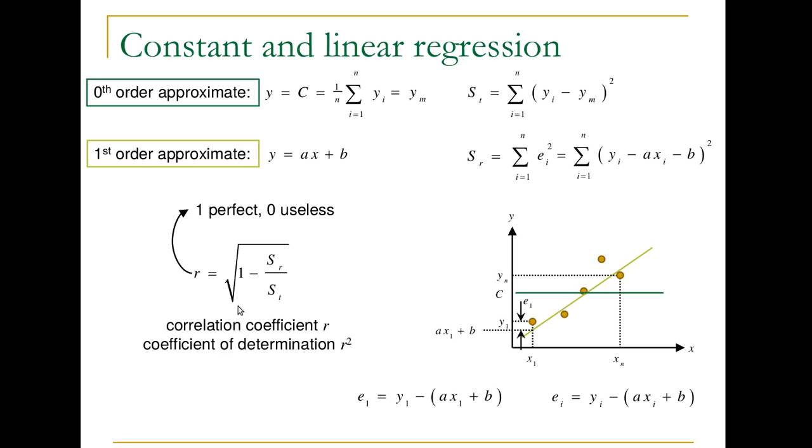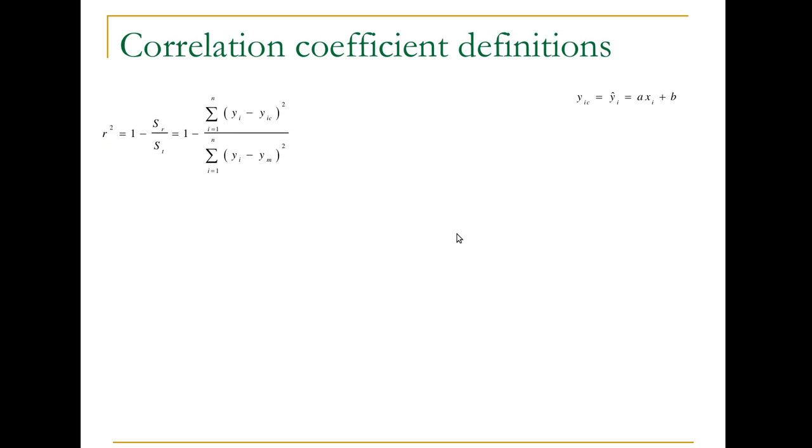The correlation coefficient is r, and it's given by this equation: 1 minus the regression sum of the squares over the total sum of the squares. 1 means it's a perfect fit, meaning that our regression fits the data perfectly, and 0 means that it's a useless fit. We will get into in a minute how to come up with the values for the coefficients for our regression, but for now let's look at the correlation coefficient in more detail.